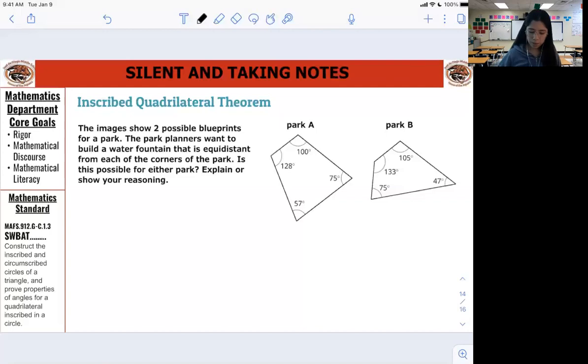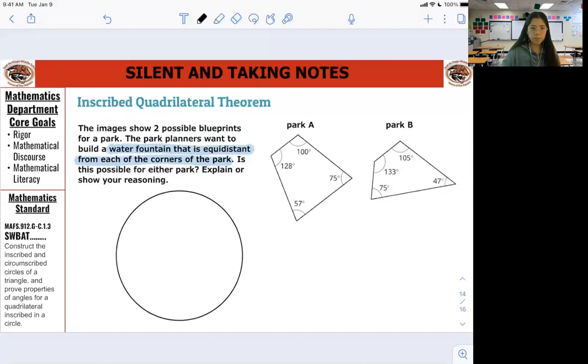Okay. So they wanted to have a water fountain that is equidistant from each of the corners of the park. So let's think about what that actually means, because you've got to have a water fountain somewhere in the middle, and it's going to be the same distance away from all 4 corners. Let's think back to what we were looking at before.